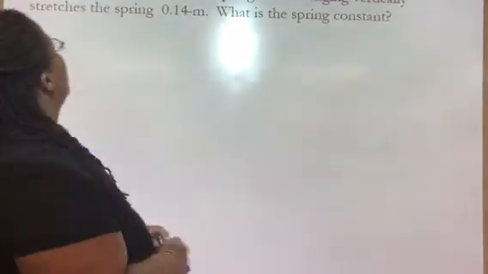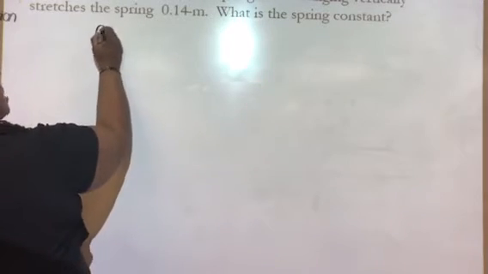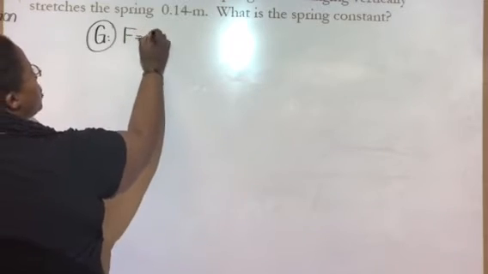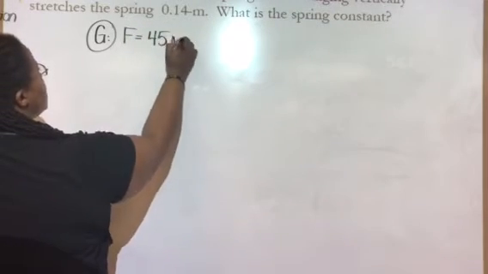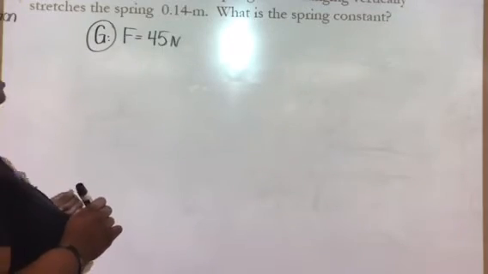So let's see. We have a load of 45 newtons. First step is going to be my given, making sure we label. So F is equal to 45 newtons. It's attached to a spring that is hanging vertically.